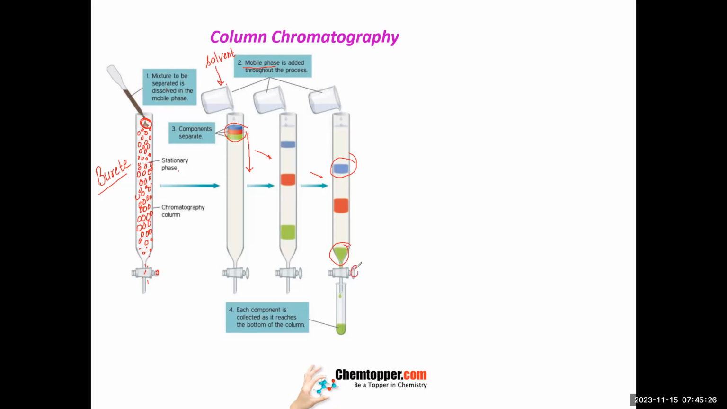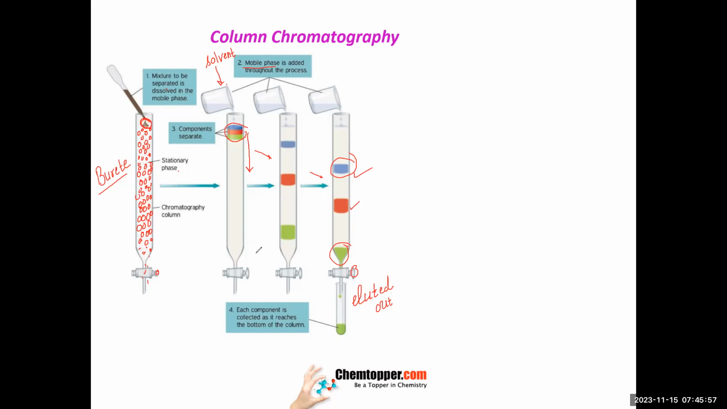You open this tap, and you will see, take this test tube, and the green is, this is called as eluted out. The green is getting eluted out first. Then remove it, put another test tube, then collect the red one, and then put another test tube and collect the blue one. So based on the difference in attractive forces.